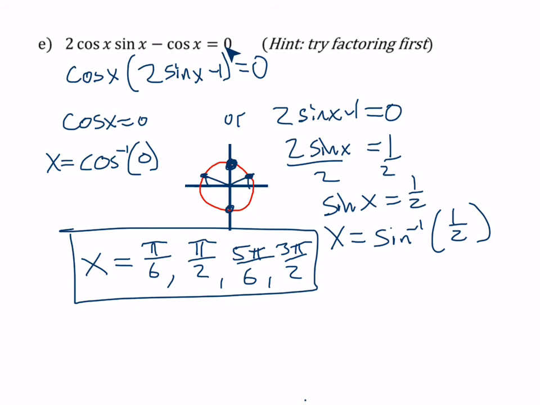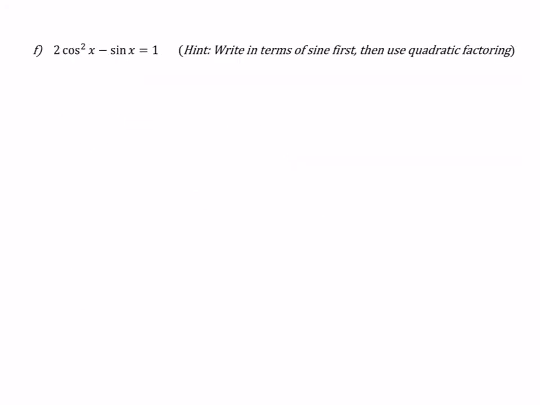Make sure it's equal to 0, factor it, solve both equations, and make sure you list all of your possible answers. All right, one more here. So we have 2 cosine squared x minus sine x equals 1. So we can go through our different techniques we've used.